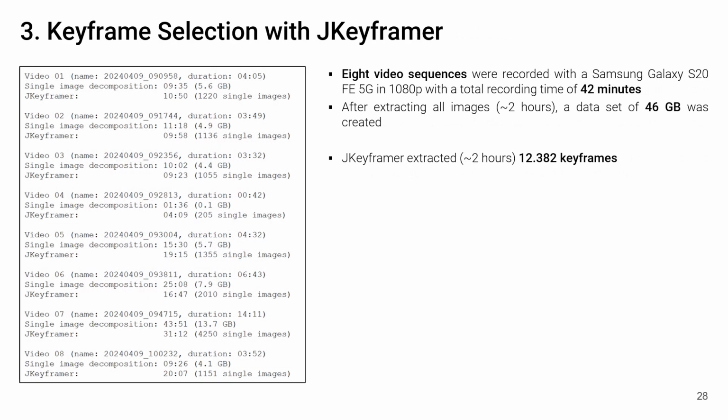In less than 2 hours, 8 videos with a total time of 42 minutes were recorded. In just under 2 hours, Keyframer extracted all the individual frames from the videos, generating a data set of almost 46 gigabytes in the meantime. In a further 2 hours, just over 12,000 keyframes were then selected.